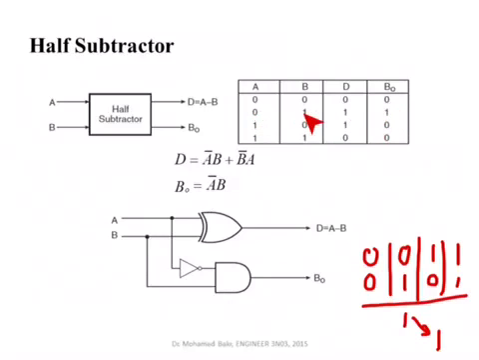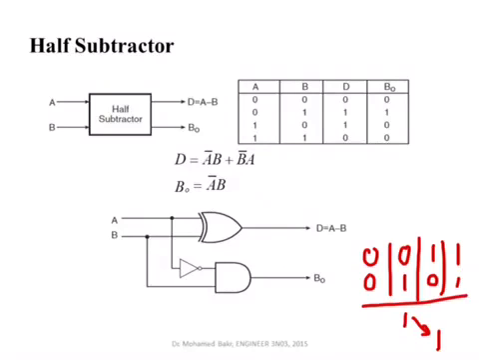When you're subtracting 0 minus 1, the difference is 1, and the borrow is 1. When you subtract 1 minus 0, the result is 1, there is no borrow. 1 minus 0, the result is 1, there is no borrow. The last one, you subtract 1 minus 1, the result is 0, and you don't need a borrow.